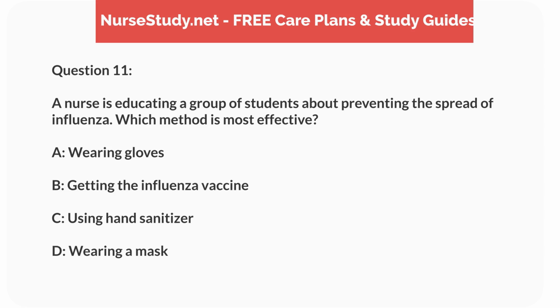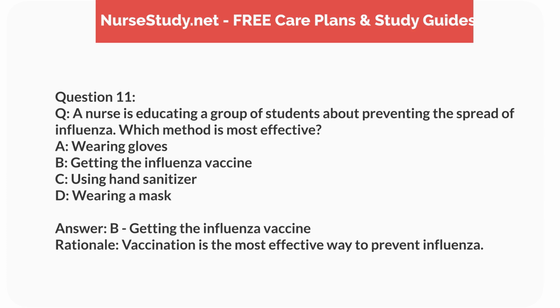Question 11. A nurse is educating a group of students about preventing the spread of influenza. Which method is most effective? A. Wearing gloves. B. Getting the influenza vaccine. C. Using hand sanitizer. D. Wearing a mask. Answer: B. Getting the influenza vaccine. Rationale: Vaccination is the most effective way to prevent influenza.